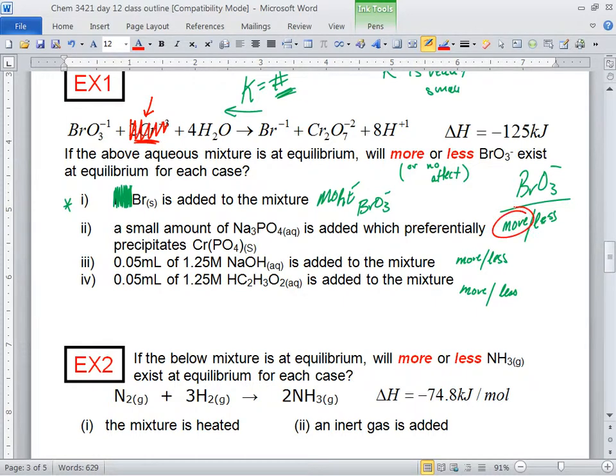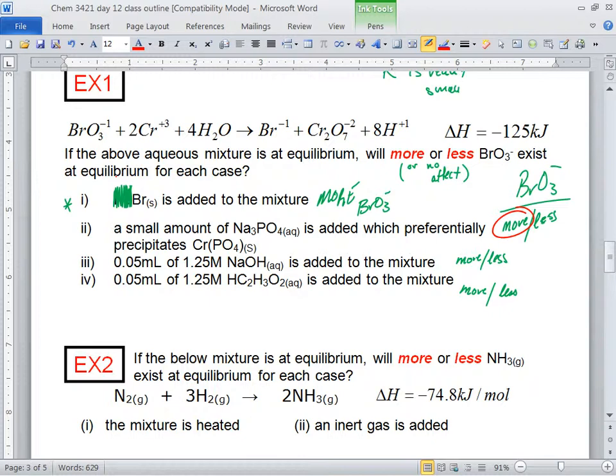Okay. How about 3? Gloriana, what'd you say for 3? More or less bromate? Why? I don't see hydroxide in there anywhere. I don't see sodium ion in there anywhere. So it will not affect. Less. Remember, I'm not the nicest guy around.